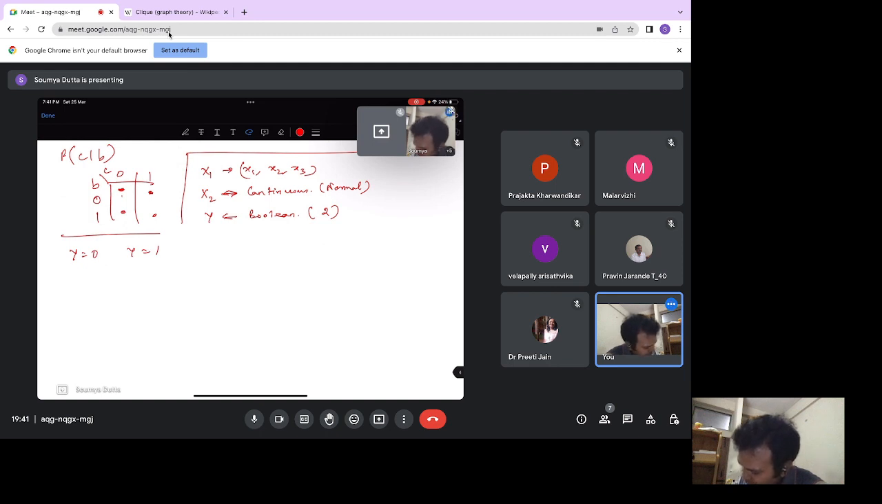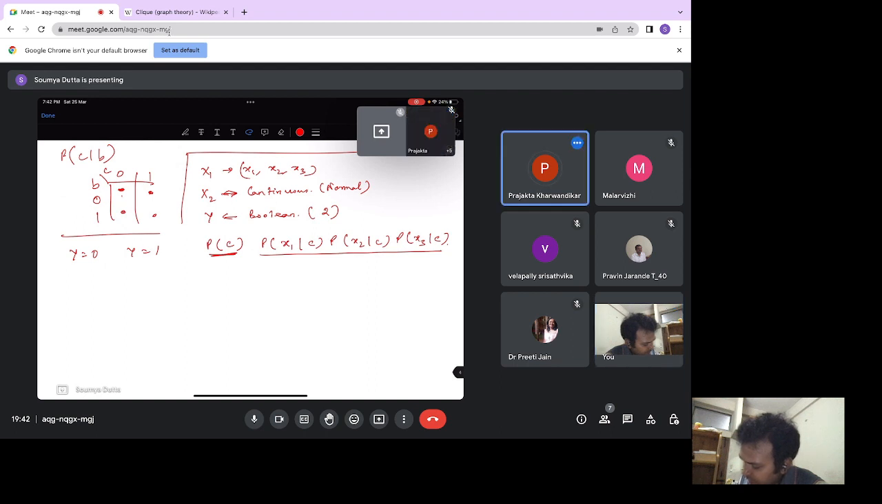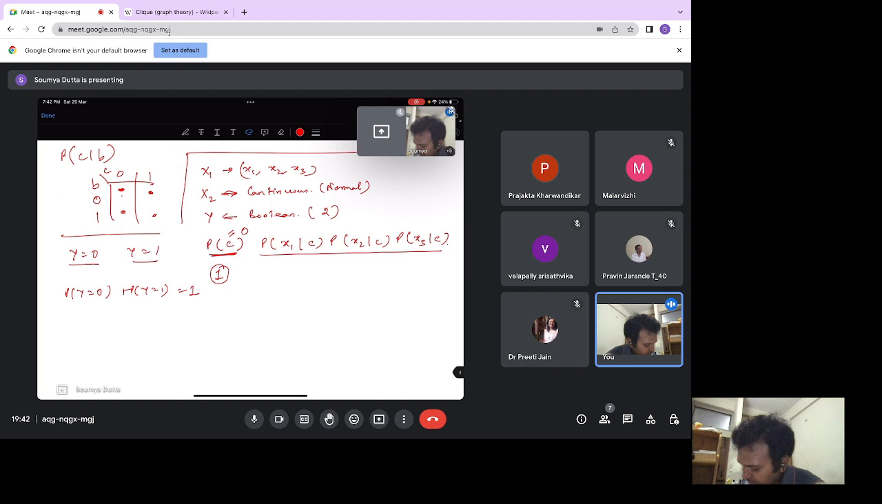So for the prior, if you remember naive Bayes, this was the class probability. These can take two values because y is 0 and y is 1, but you only need one value for the problem. Why? Because p of y equal to 0 plus p of y equal to 1 would be equal to 1, because there is a probability distribution. So you only require one parameter for the class information.